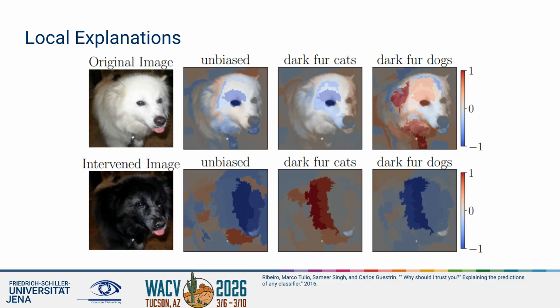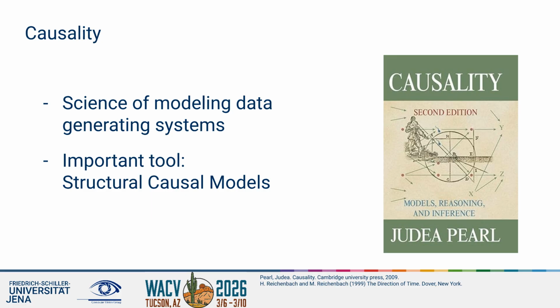Performing interventions, here for the fur color, helps us to interpret these changes or these attributions, and we formalize this using insights from the area of causality. Causality is the science for modeling and reasoning about data-generating systems, and an important tool for this purpose are structural causal models. In this work, we consider trained neural networks as a data-generating system.